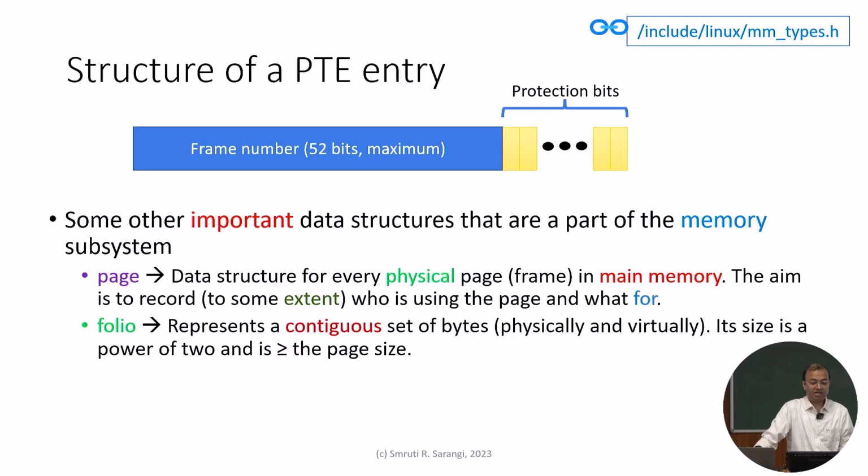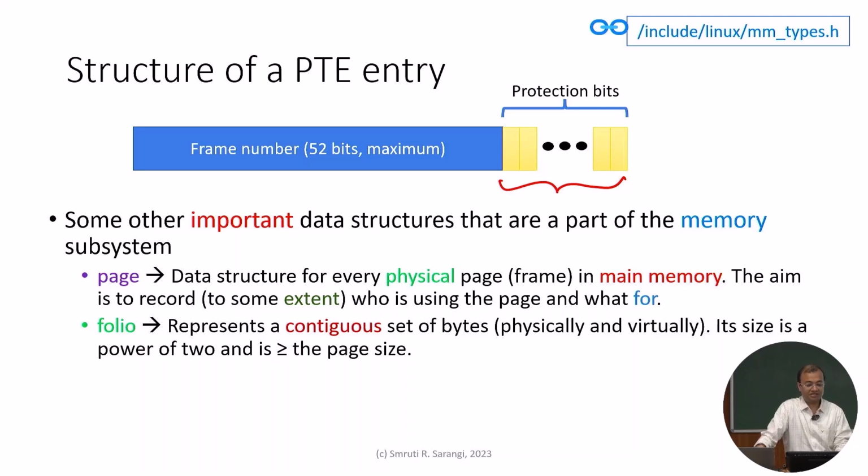So the structure of a PT entry is like this, that the frame number can be 52 bits maximum. That's how much Linux supports, right? And that is obvious because 52 plus 12 is 64, that is fine. Then we have protection bits. We have already seen what they are in a previous slide. So your protection bits are there.